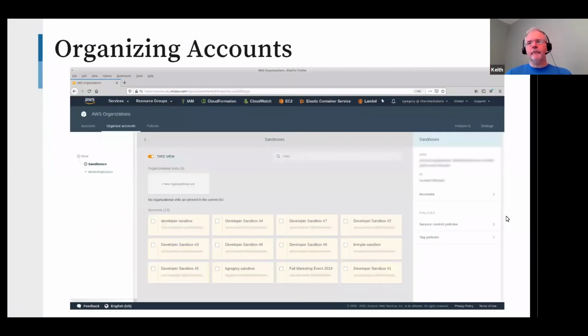So here's a picture from the console of our organization, and I'd skipped over the point of organizational units in the previous slide. Our Chariot organization is fairly straightforward. We have a root for the organization, which is our master account and our production account, and we have one organizational unit for sandboxes and one organizational unit for workshops. And the idea is that you put accounts into the organizational units and then can apply policies to the entire organizational unit.